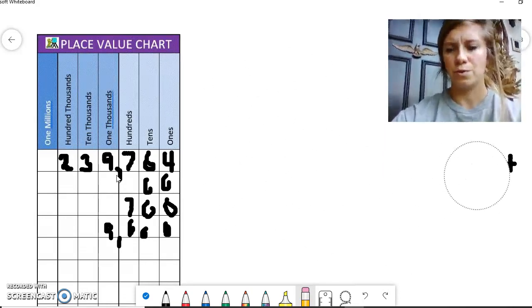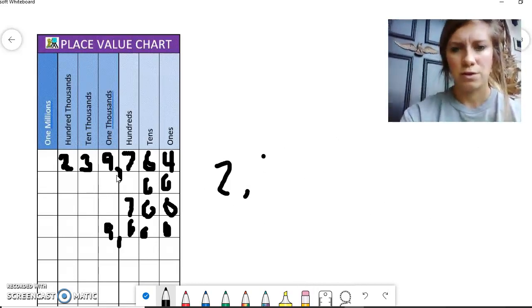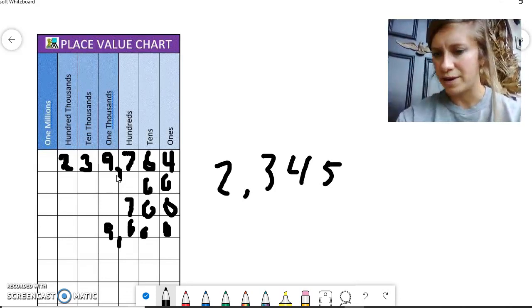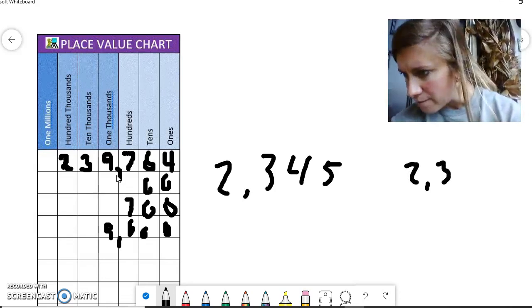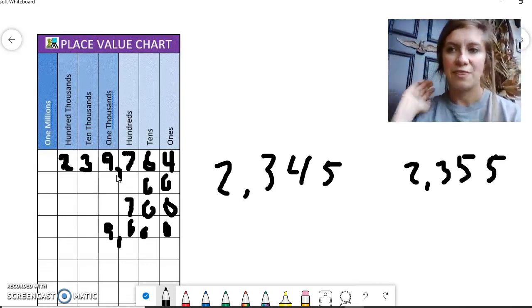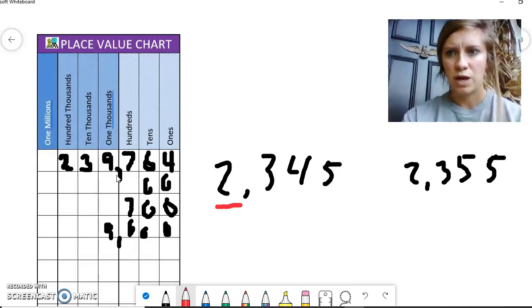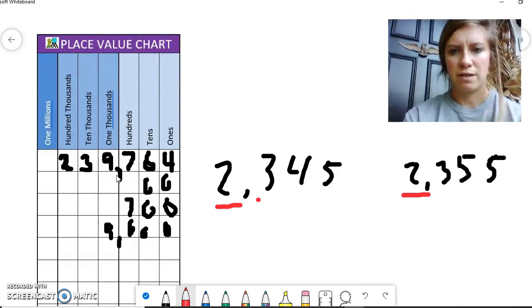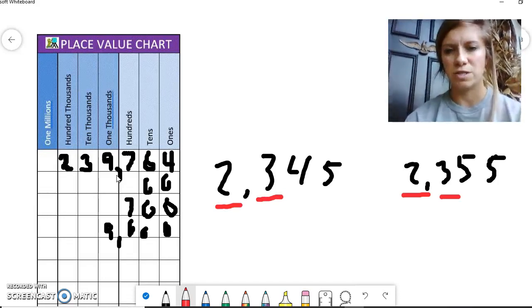If I gave you the example of 2,345, and I'm comparing it to 2,355, I need to look at the place value. So if I first look to my right, my 2 and my 2 are the same number. So I'm going to keep looking. Then I'm going to continue to my left. So 3 and 3 are the same number. So I really don't want to compare those numbers.